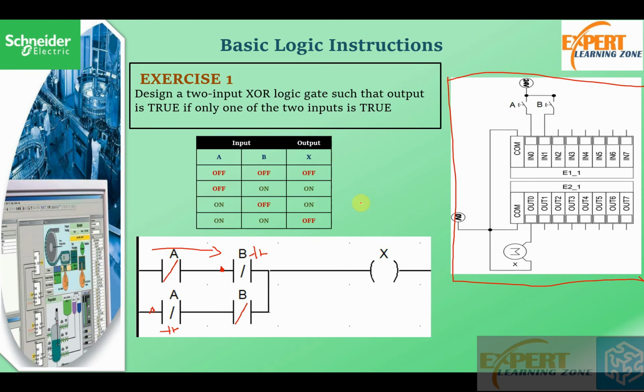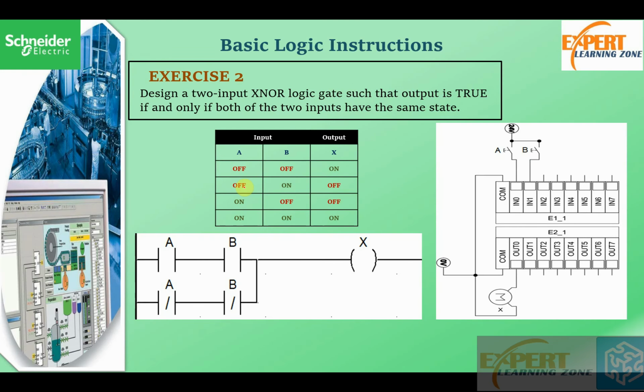Okay, so exercise 2 says to design a 2-input XNOR gate such that the output is true if and only if both of the two inputs have the same state. So this is a truth table. Both inputs having the same state means that when they are both 0 0, the output is on, and when they are both 1 1, the output is on. And when the two inputs have different states, then the output is 0. That is an XNOR operation.